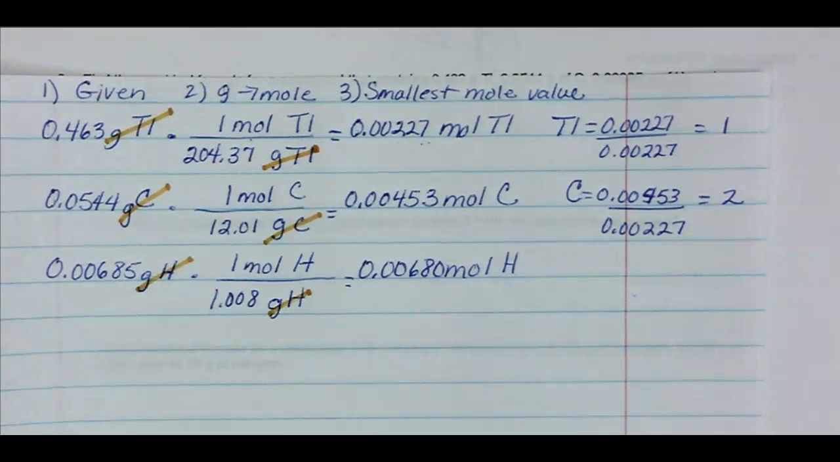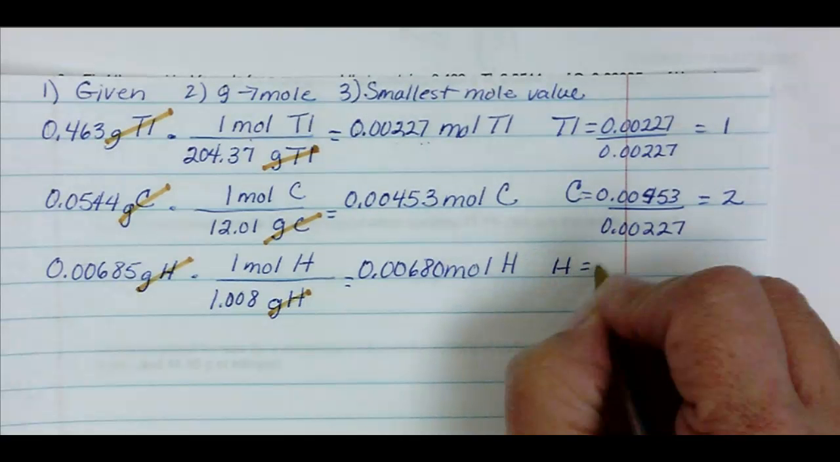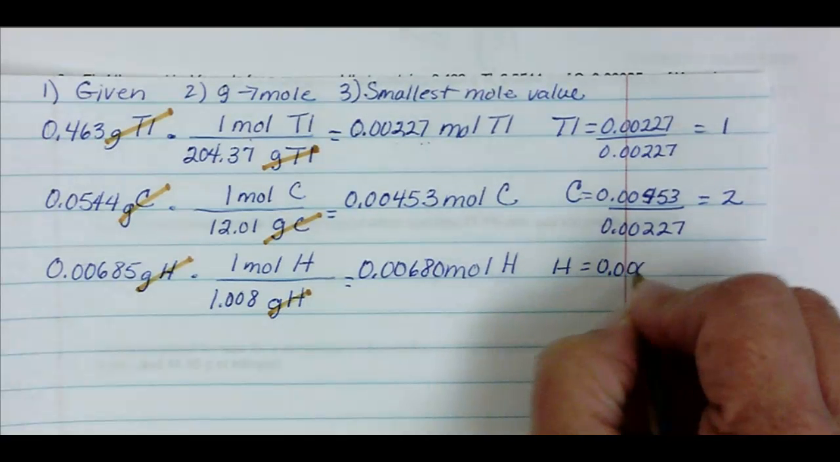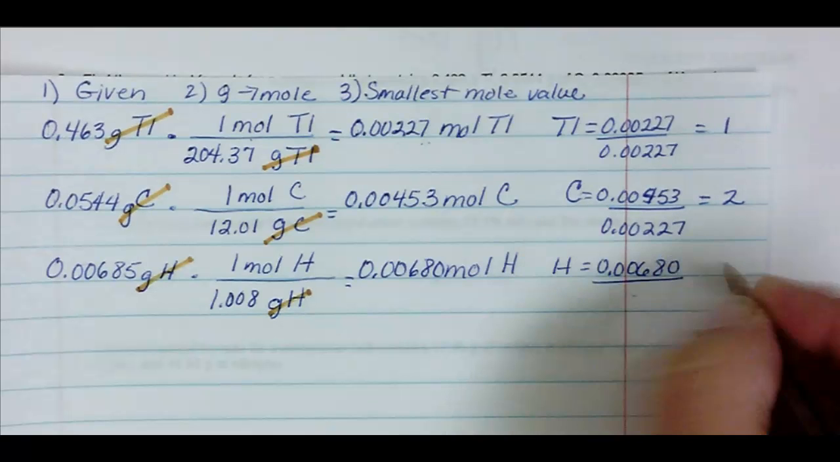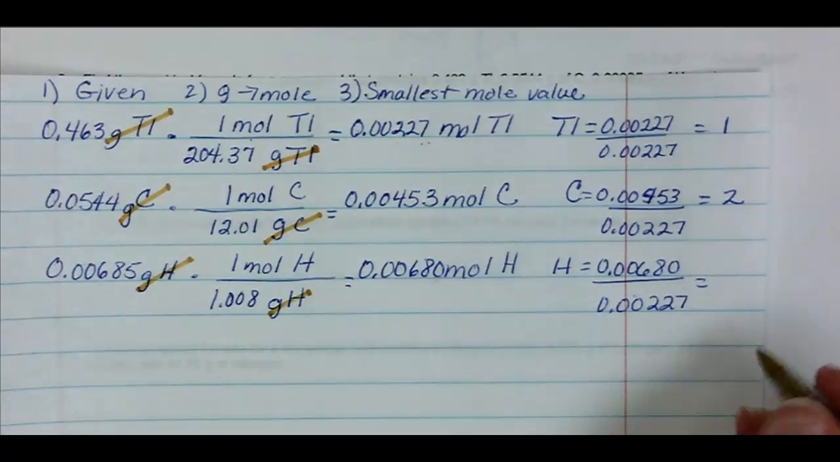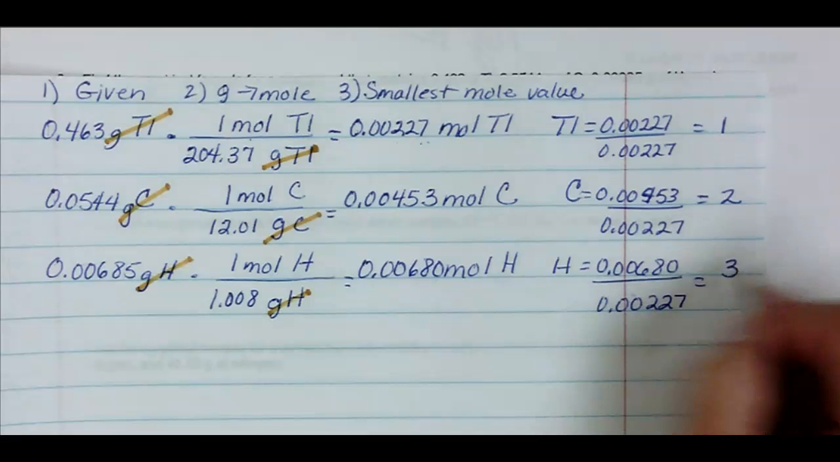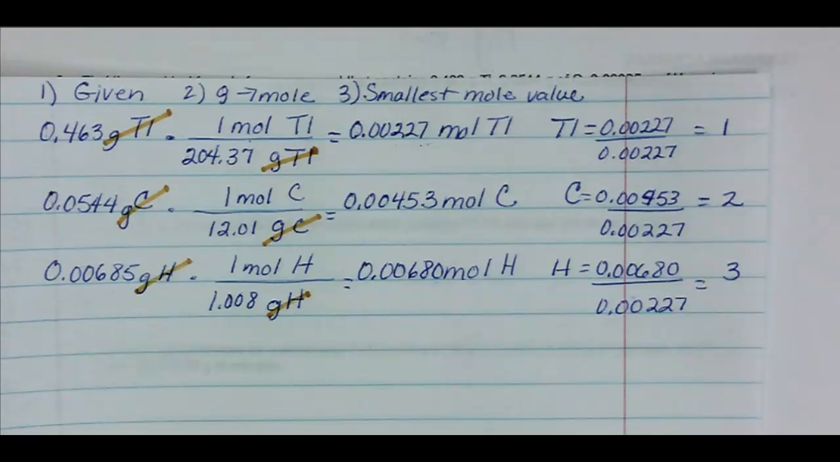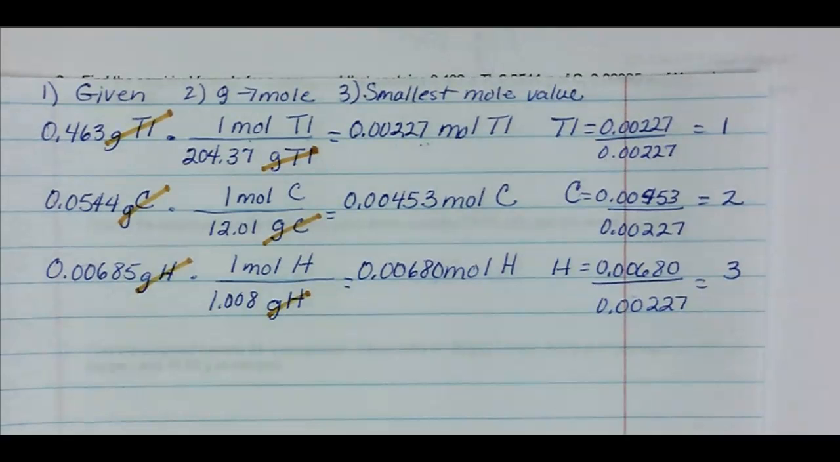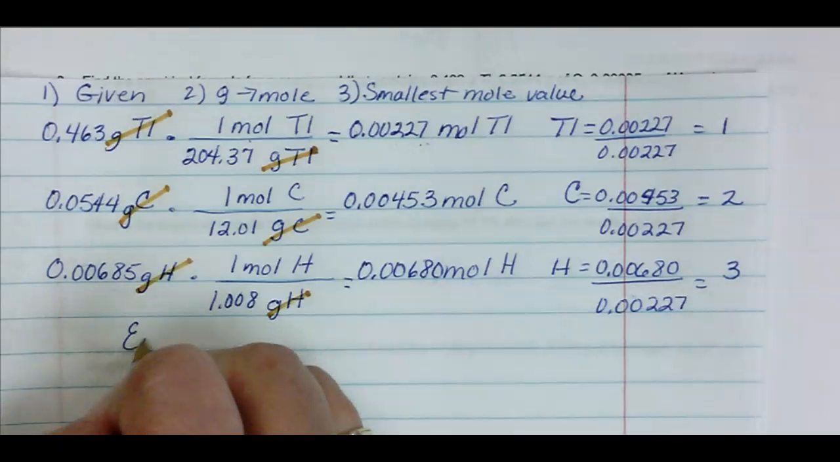1.995. So when I round it, it's going to round up to 2. Okay. And then this one is 0.00680 divided by 0.00227. And that one again is 2.9955. So that one I'm going to round to 3, and definitely close enough to 3 that I could call it that.